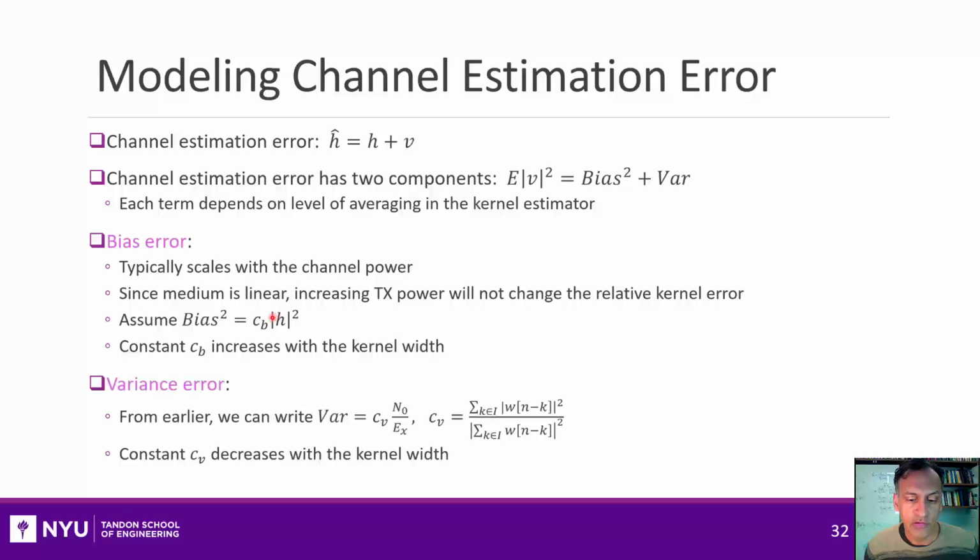Now, in terms of the variance term, we would imagine that the variance term will scale with N0 over Ex. For example, we saw that if you average over K samples, this term C_V would be 1 over K. So it's roughly equal to 1 over the number of reference symbols over which you're averaging. This term C_V, on the other hand, will decrease with the kernel width, the more averaging you do. So we have C_B and C_V.